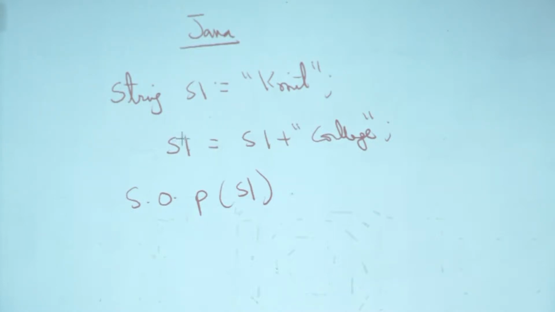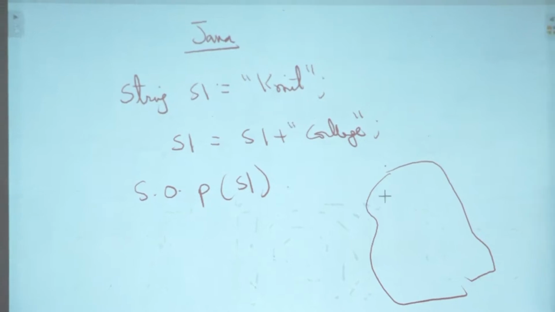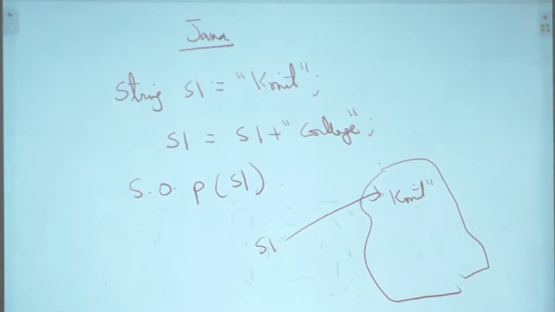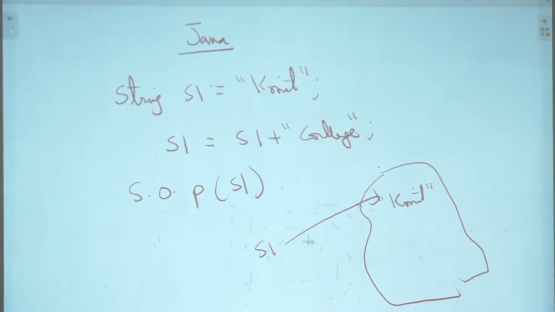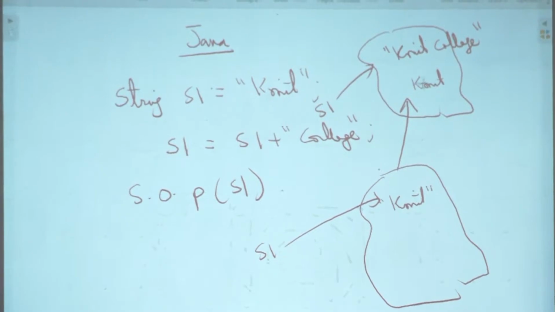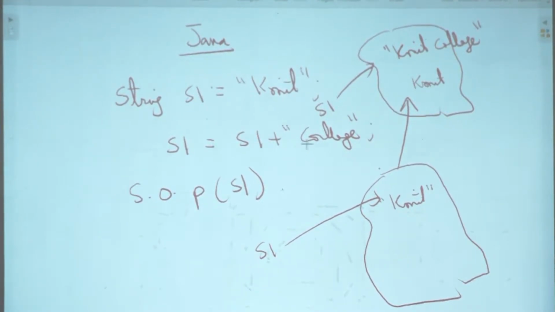But now the important thing to understand is, is this string and this S1 one and the same? At this moment what happened? An object was created on the heap. Actually we'll later know this is a literal heap, but it doesn't matter. So KMIT was created on the heap, S1 was referring to it. Now when I said S1 is equal to S1 plus college, what happened? There was now a string called KMIT college and S1 is pointing to it, and what happened to that original KMIT? Is it still there or is it not there? Or did that KMIT itself become KMIT college?